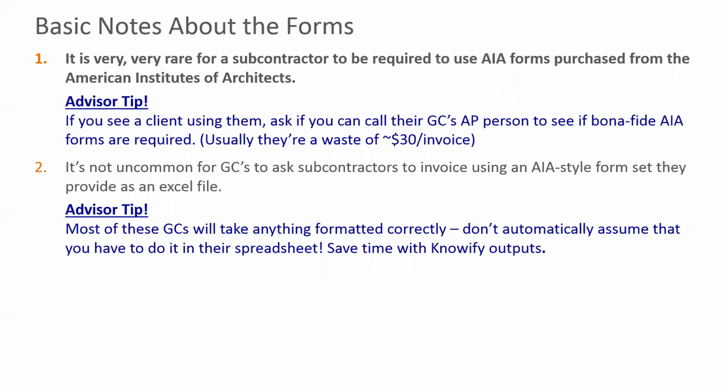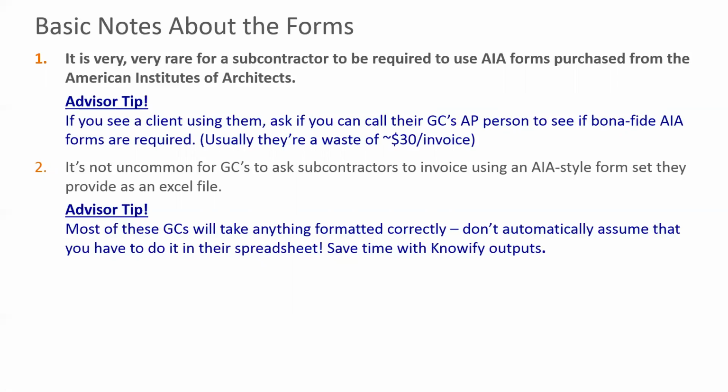And almost every GC, in fact, almost every government agency will accept them. So a lot of government agencies do require AIA style documents to be submitted for payment. And as long as the formatting is correct, they'll take it. And the same thing is true with GCs. And here's the thing, if your client has been using true bona fide purchased AIA documents, they're usually wasting about $30 for every AIA document they're producing. Maybe that's not a huge amount of money, especially for some of your larger clients, but it's unnecessary in most cases. So it's almost always a good cost cut for you to bring to their attention.